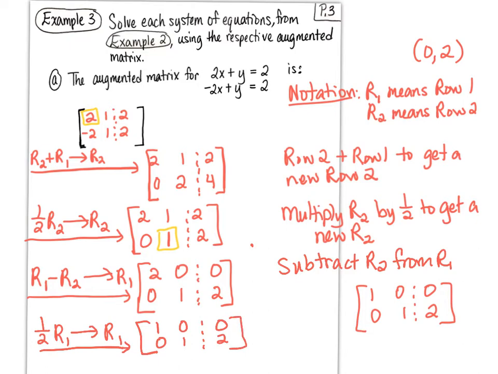Because this says x equals what? So x equals what? This says x plus 0 equals 0. So x equals 0. And then we have 0 plus y equals 2, or y equals 2. So your solution is 0, 2, as desired. Okay? So this is how we use matrices, or use an augmented matrix, to solve a system of equations. Okay? We will continue this next time.